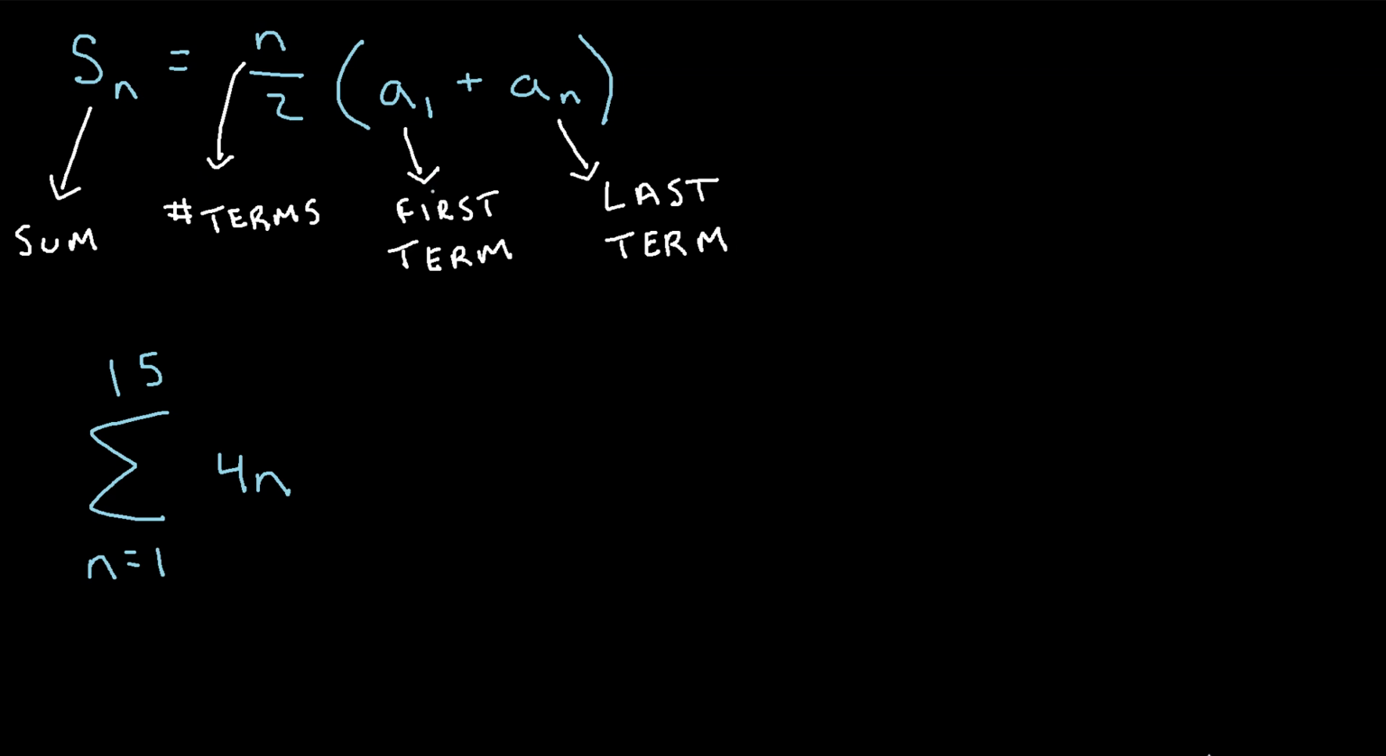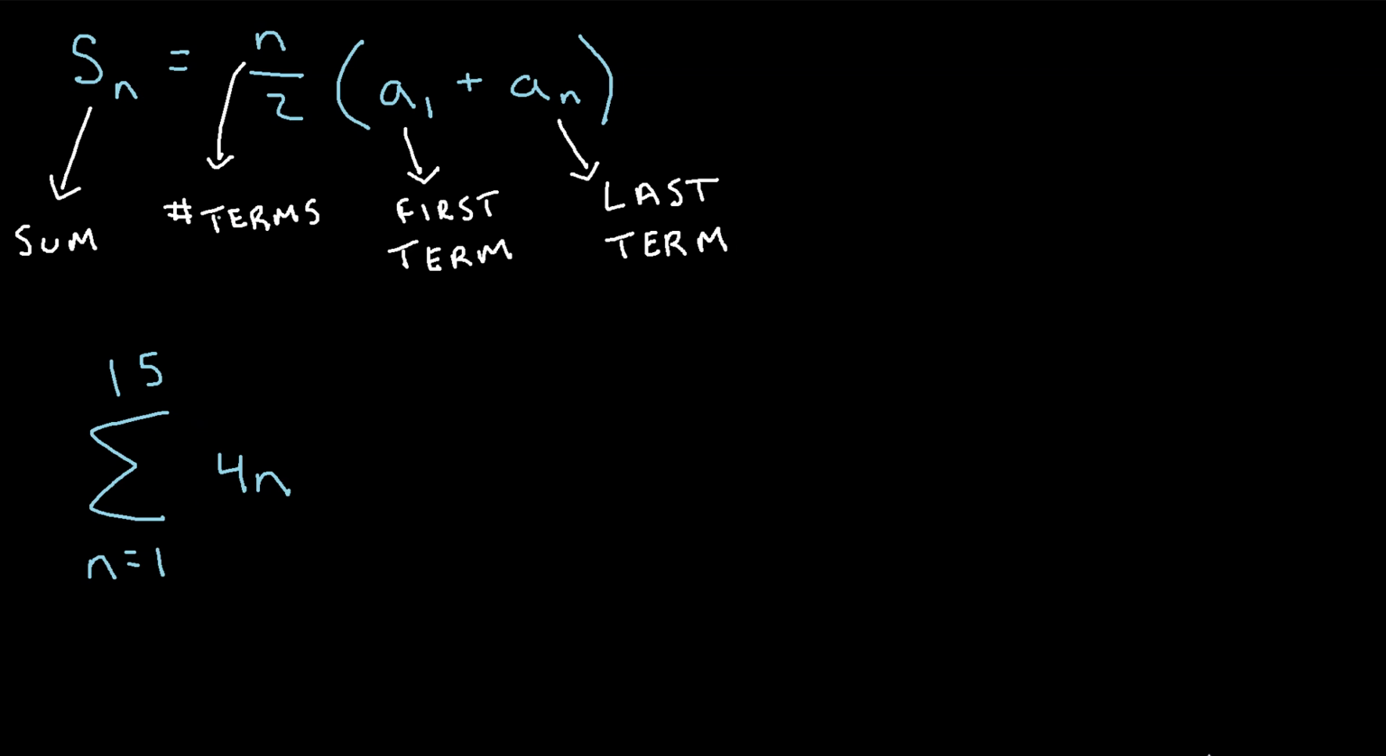A sub 1 is the value of the first term in the series, and a sub n is the value of the last term. So let's work through a couple examples and see how we can use this formula to find the sum of an arithmetic series. Let's say we're given the sum from n is equal to 1 all the way up to n is equal to 15 of the equation 4n. How can we find the sum of this series?